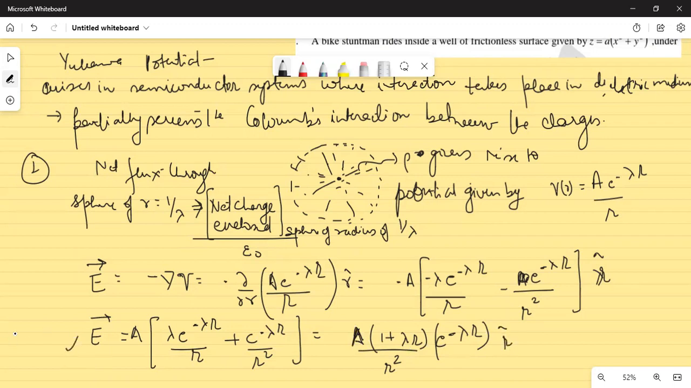So the electric field seems to be a spherically symmetric function. It is clearly a spherically symmetric function. It's not dependent on theta and phi.